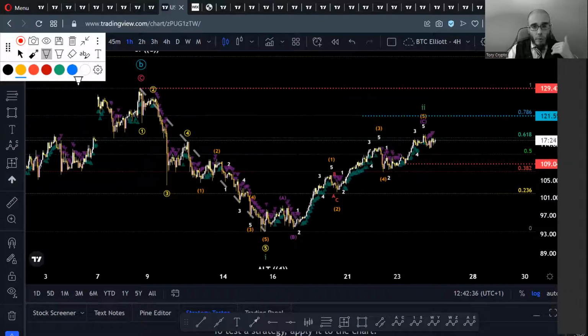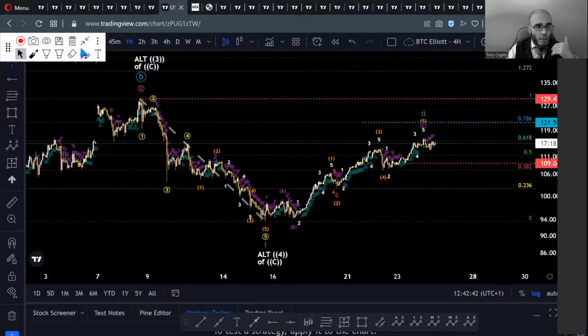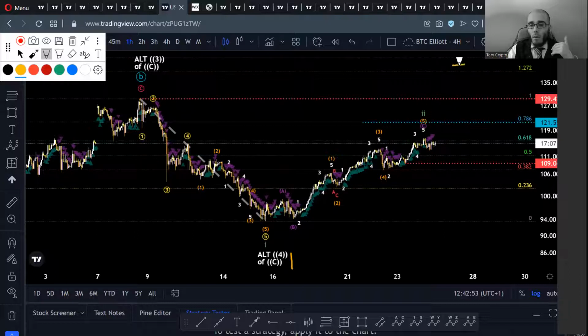And if you remember, the alternate count was that down here, we have a wave 4. And we are now going to new highs in a wave 5. Wave 5 of C. That would be the alternate count. And I'm not sure which of those counts is correct right now.